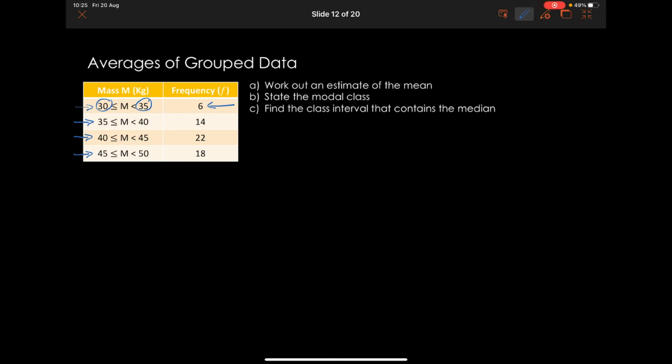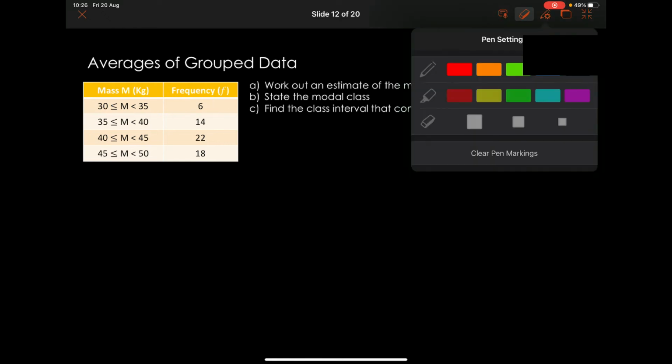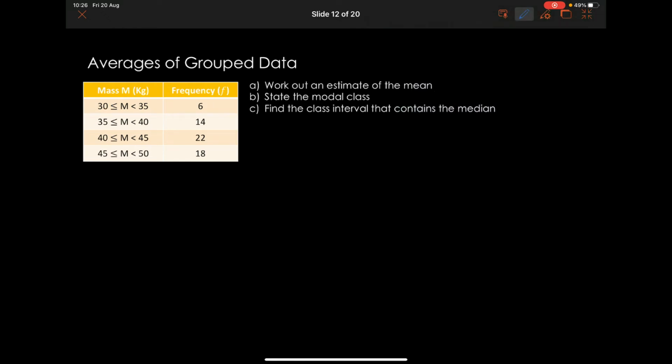For example. So what we have to do is find a midpoint. We're going to write down the middle value of these. I'm going to just put it there to make my life easier. So halfway between 30 and 35 is 32.5. Halfway between 35 and 40 is 37.5.